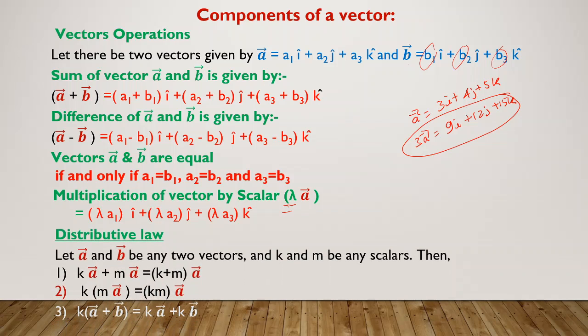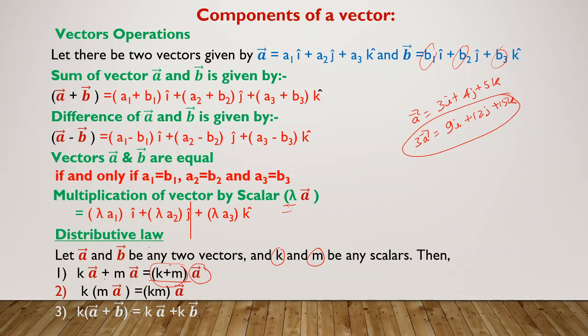Okay, next the concept is the distributive law, which you already studied in many chapters. What is the distributive law? Simple. Let us take two vectors along with two scalars, k and m, any two numbers, and vector A and vector B, any two vectors. If I do the sum of two vectors which are multiplied by two different scalars, we can write it as equal to the sum of those two scalars.